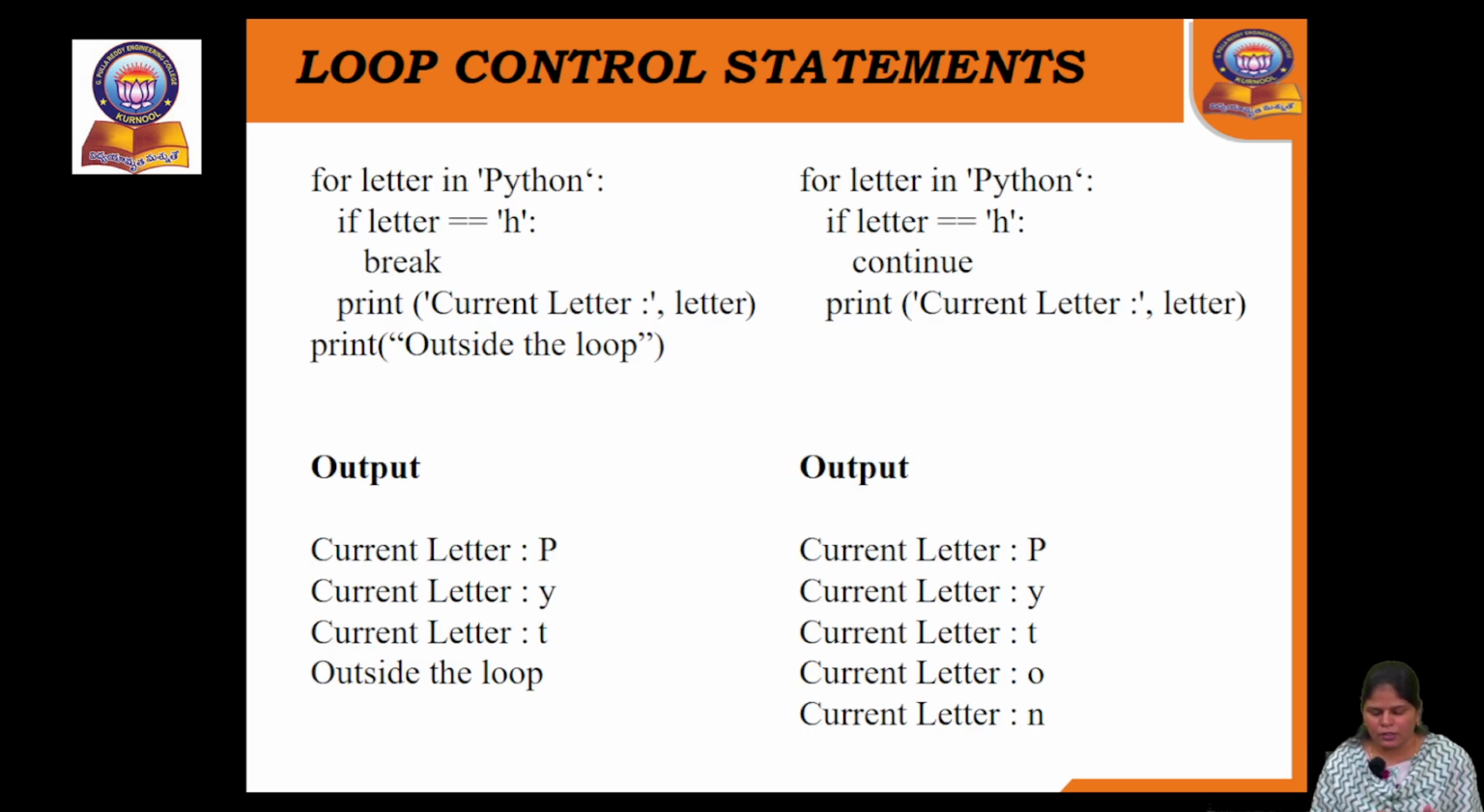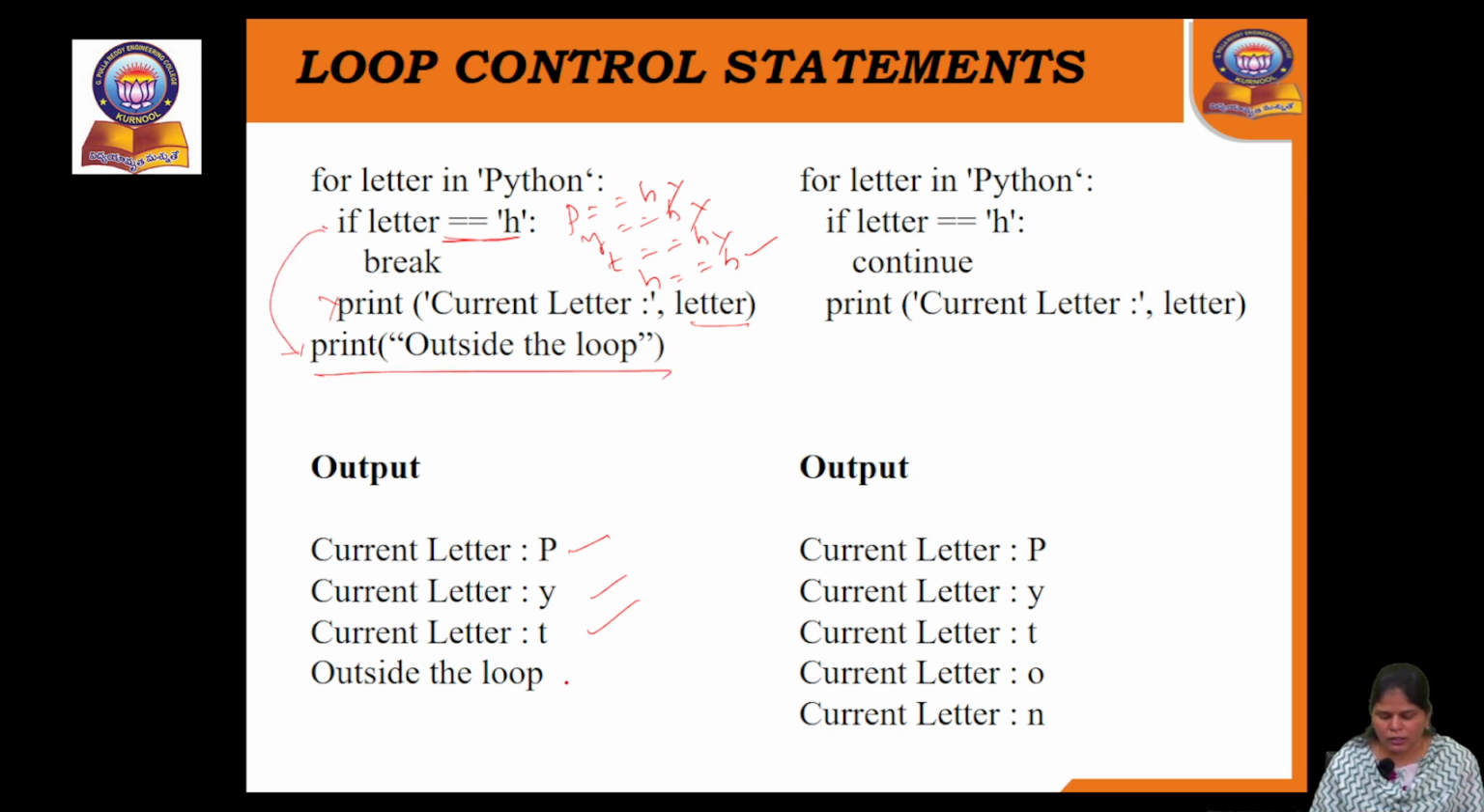let's see the difference. So here in Python, P is checked: P equal to H, false. So the break won't get executed, it will print P. Next Y equal to H, false. So print Y. Next T equal to H, false. So it will print T. Next H equal to H, condition is true. So this statement will not be executed, when H equal to H it comes out of the loop. Outside the loop will be printed.